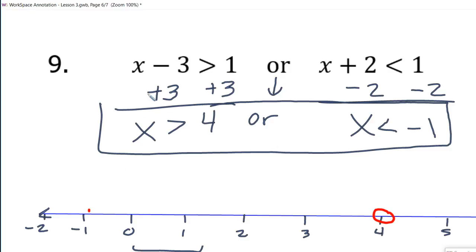So for the 4, look at the symbol by the 4. It should be open or closed. Open. What about for negative 1? Open. If you see the word or, do you shade inside or do you shade outside? Outside. So this one shades to the left. This one shades to the right. Okay, I want you to do that last one, number 10. You do number 10.